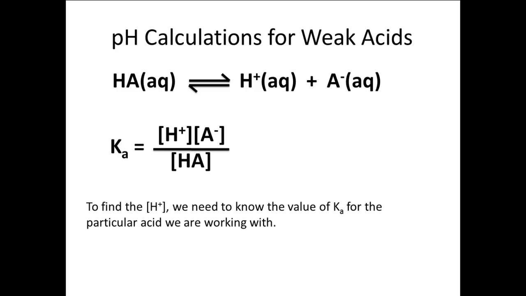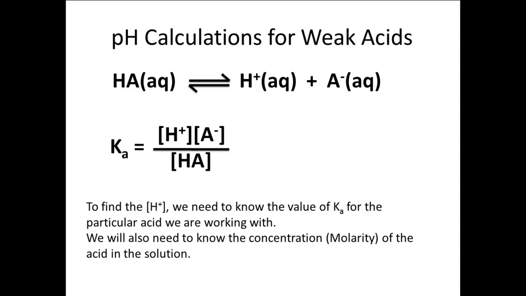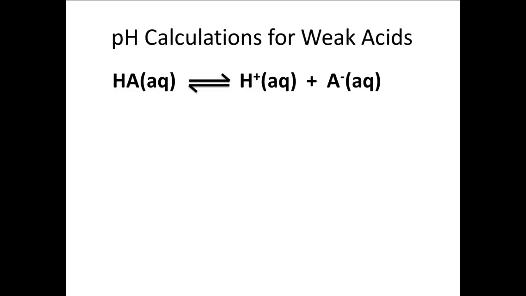To find the concentration of H plus, we need to know the value of Ka for the particular acid we are working with. We will also need to know the concentration, that is the molarity, of the acid in the solution. Let's call the concentration of HA before any acid breaks apart M. That's the initial concentration of HA.